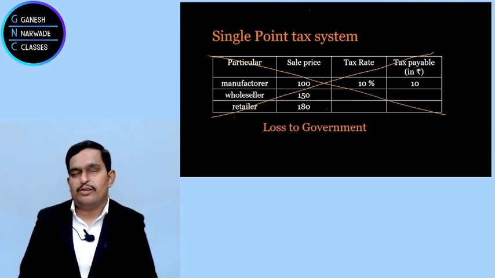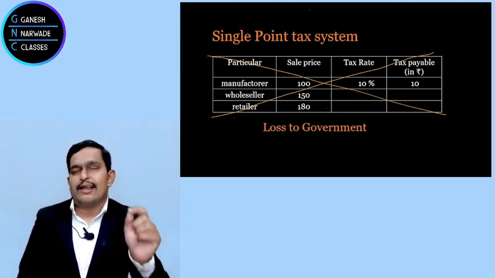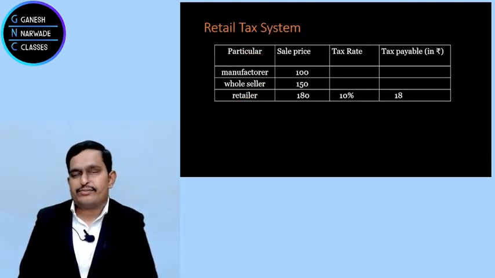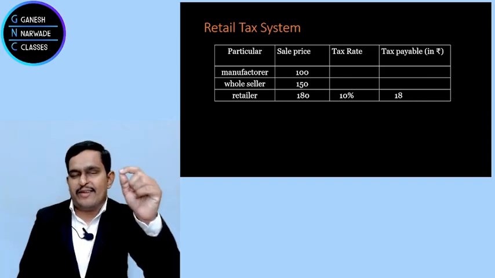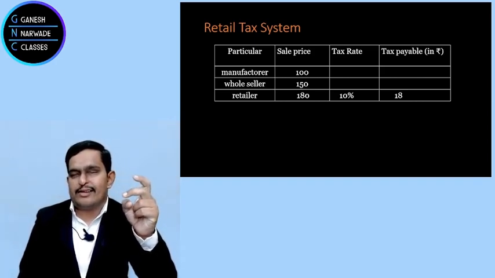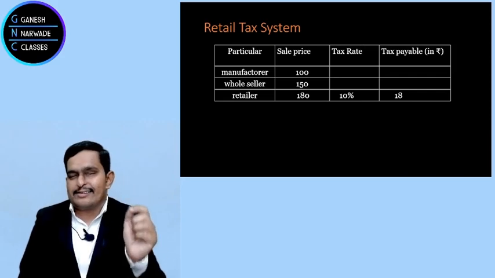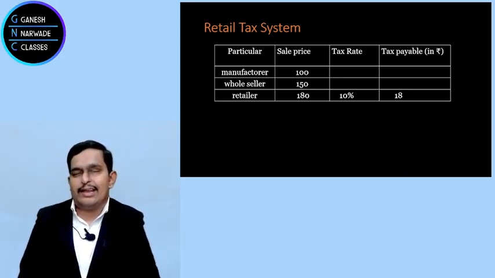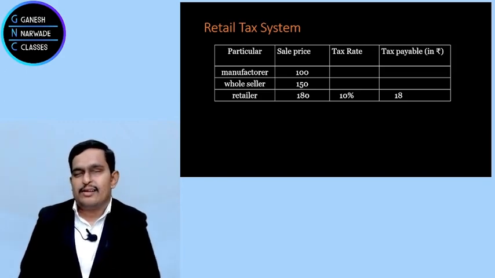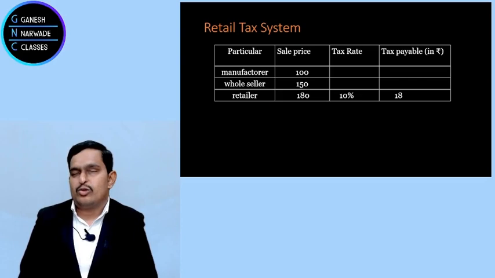Now, the second system is the retail tax system. What the retail tax system says is that it will tax the goods only one time. There is a manufacturing stage, a wholesale distribution stage, and a retailer stage; three stages are there. So when the retailer sells the goods at 180 rupees, he should collect 10% tax from the customer. 180 into 10%, so 18 rupees tax. Who should collect? The retailer should collect it and pay the government.